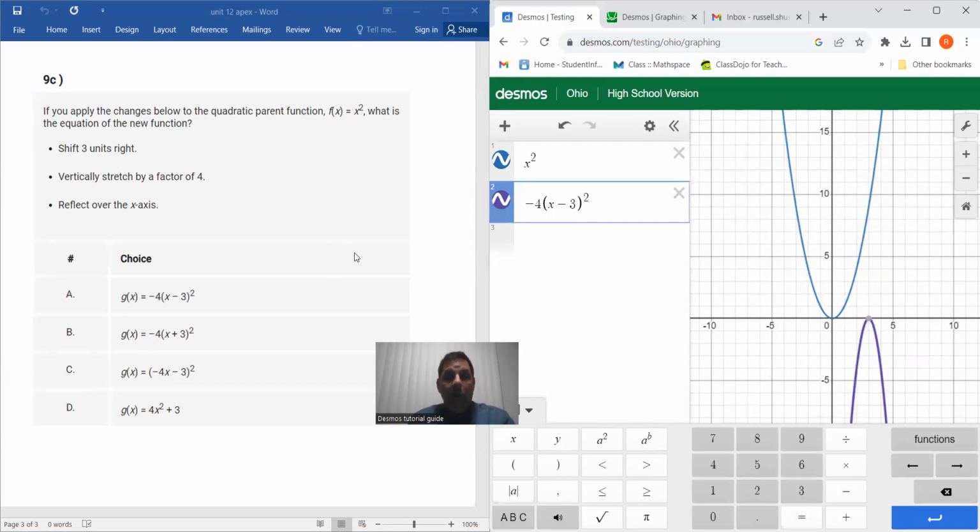Now, again, I encourage you to ask your teacher for the notes on these rules. It should really help you get through Unit 12 a lot because the notes go exactly with the same vocabulary that Apex uses. So I know you'll find it helpful. So between Desmos and your notes, you should be in good shape, kids.